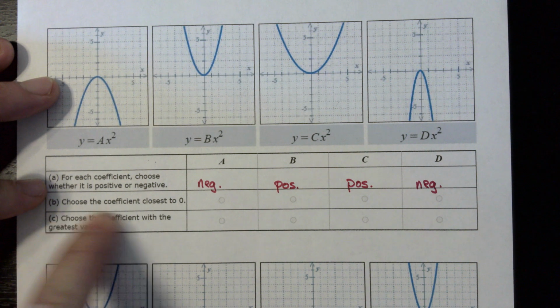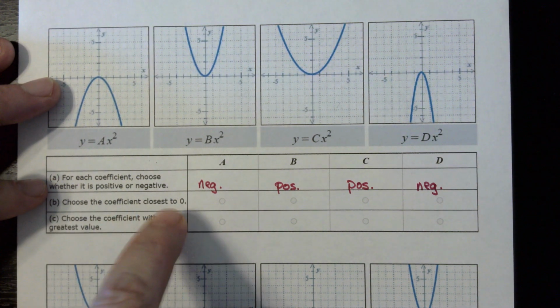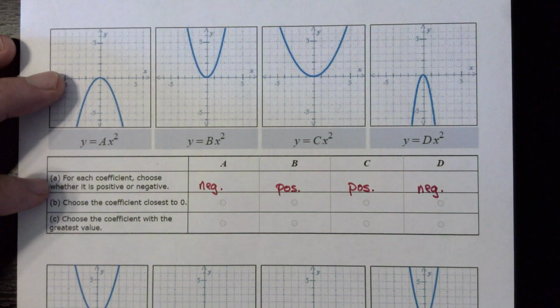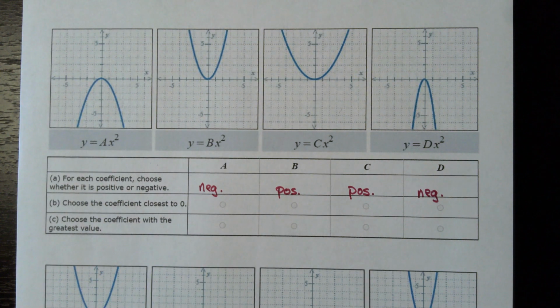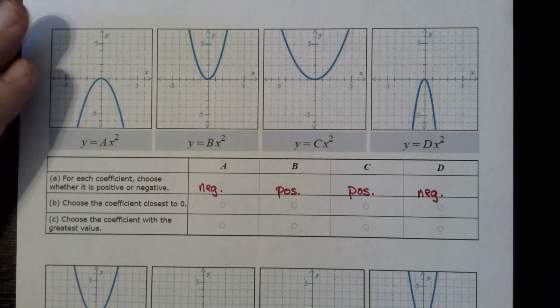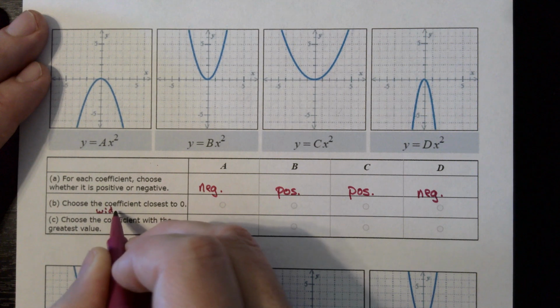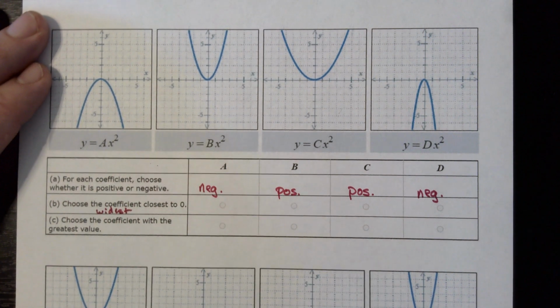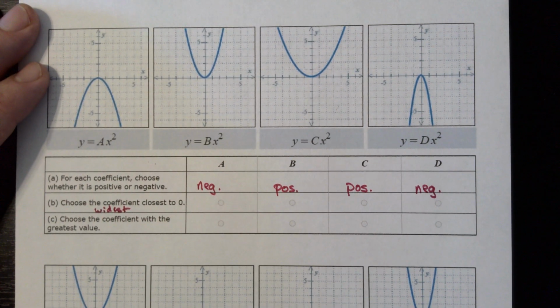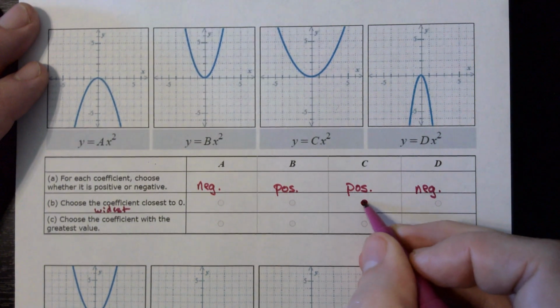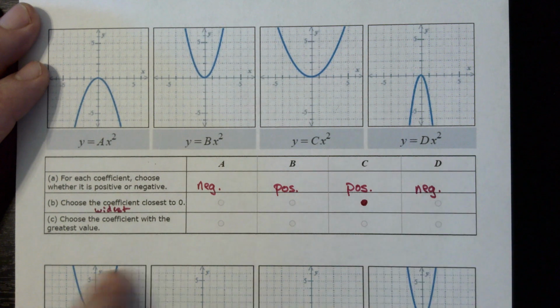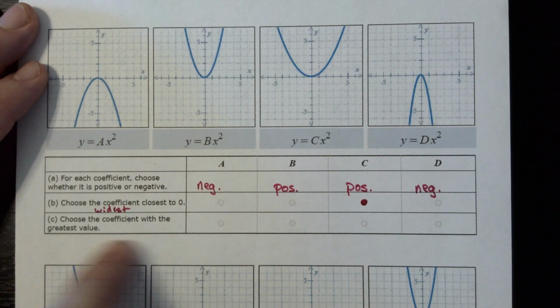Now choose the coefficient that's closest to 0. The closer it is to 0, the wider it's going to be. So that's what you're looking for here, the widest graph, and the sign doesn't matter. So it looks like this one right here is the widest graph. That is C.